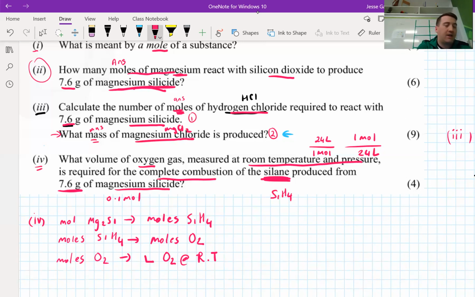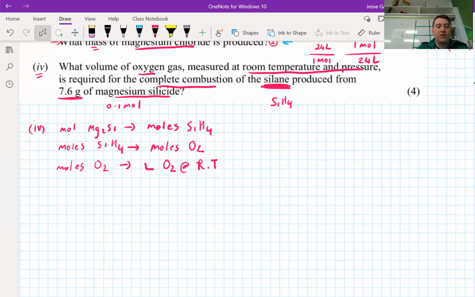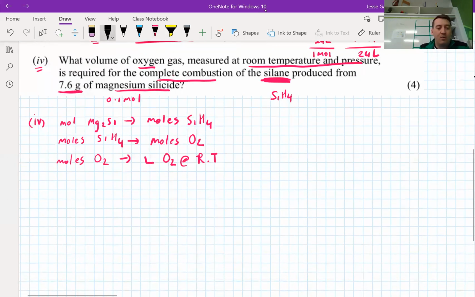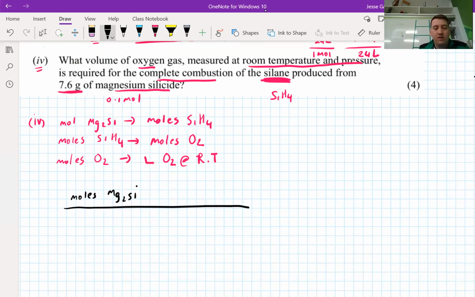All right, let's have a look at these three conversions then. Okay, so if you didn't know how to set it up, we're going to set up the unit analysis for you. We're starting with moles of Mg2Si, and we want the same on the bottom, moles of Mg2Si. They will cancel for us. And we want to leave us with moles of SiH4.